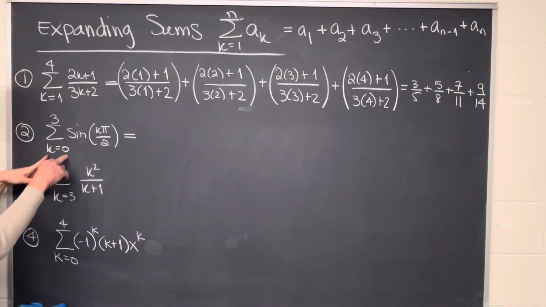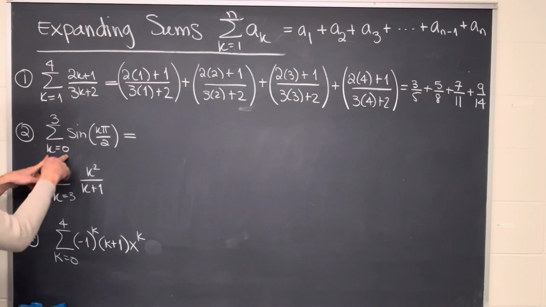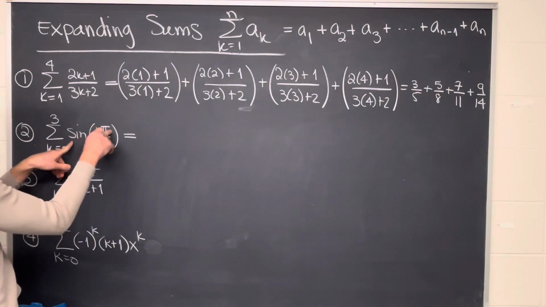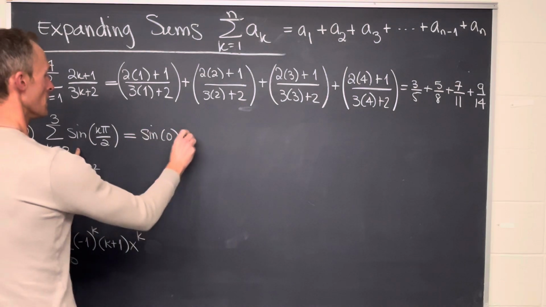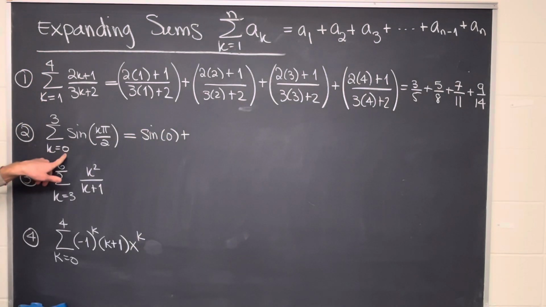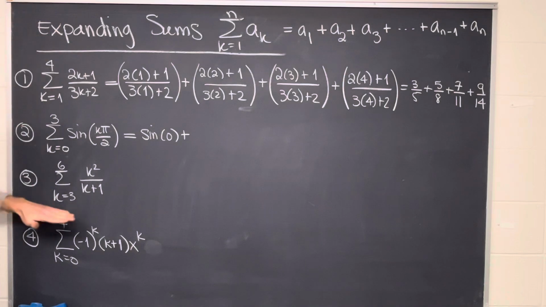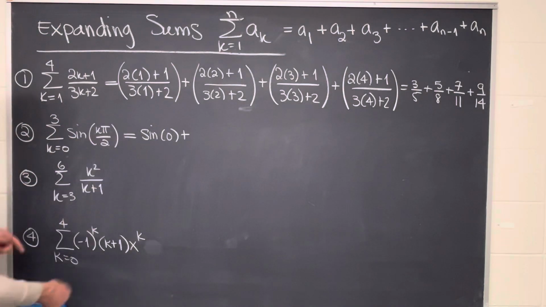This one, k is equal to 0, that's our starting point. If I plug in k equal to 0, 0 times pi over 2 is just 0, so I'm going to get sine of 0 plus, now k is 1. Remember, you start with k is 0, you move up to 1, 2, 3. You start with k is 1, you move to 2, 3, 4. You just increment up 1 each time.